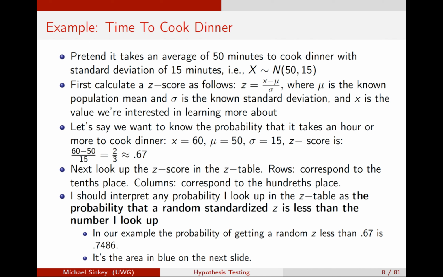What do I use the z-score for? So I converted 60 minutes to a z-score of 2/3, but 2/3 is not a probability. It is a rescaled location of 60 minutes. So what I want to do is use that 2/3, that 0.67, in some way to find this probability. Okay, so let's say I want to look up the probability of an hour or more. I'm going to use the 2/3 with what's called a z-table.